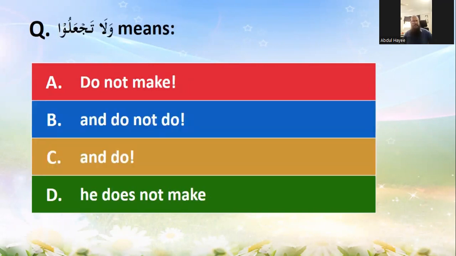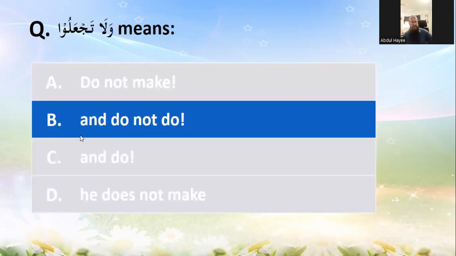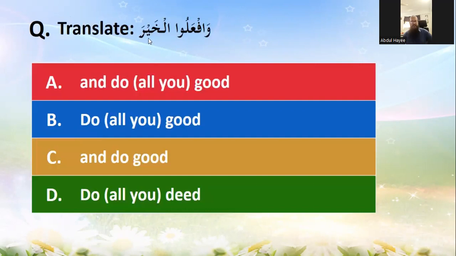The next word is wala taj'alu, which means do not make and do not do. He does not make. A, B, C, D. Wala taj'alu, and do not do. Taj'alu has one in the end. Look, the end is only in B and C. It says in B, it is only do. It has taj'alu. B is correct. Let's translate: and do not do, wala.